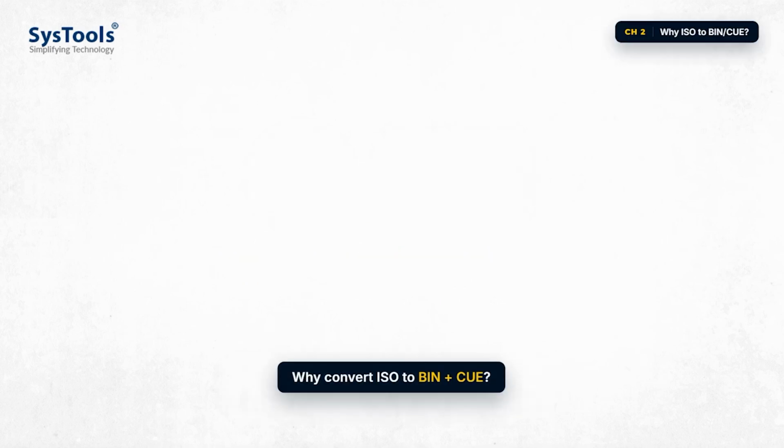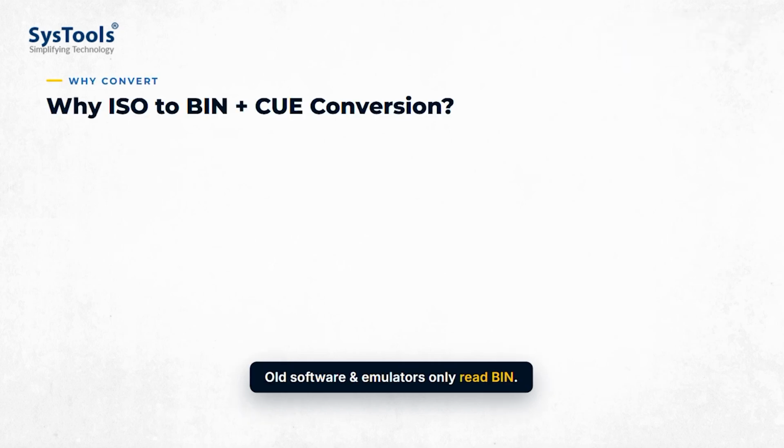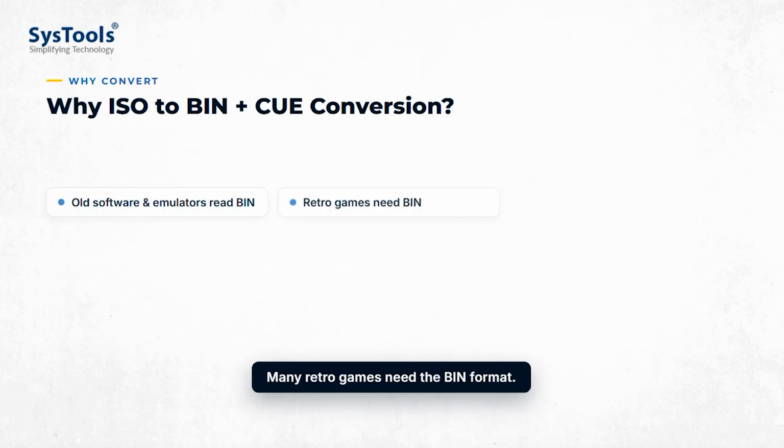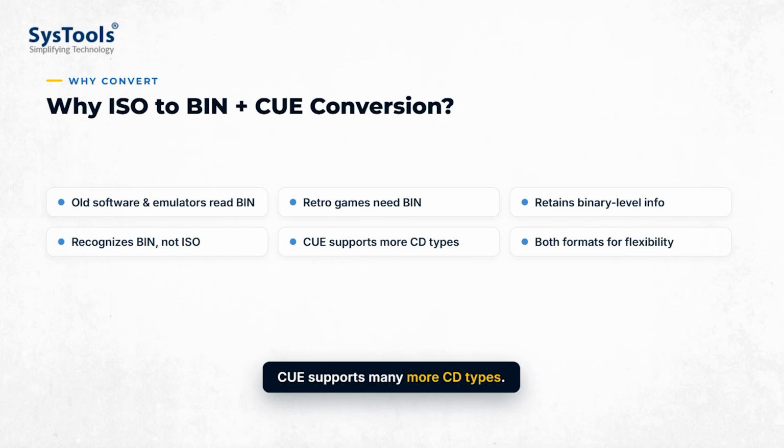So why convert ISO to bin plus Q? There are a few scenarios. Lots of old CD and DVD software and emulators will only read bin files. Many retro games use the bin format just to work correctly. In some cases, bin and Q better retain binary level information. Some operating systems or applications recognize bin, and not ISO. The Q format supports many more types of CDs, thanks to its integrated virtual CD engine. And people often want both formats for future flexibility.